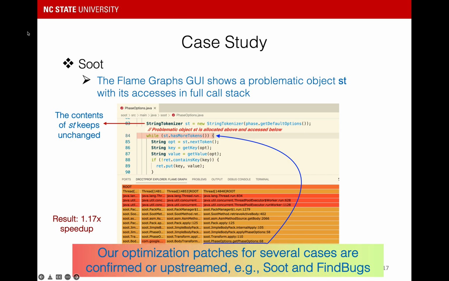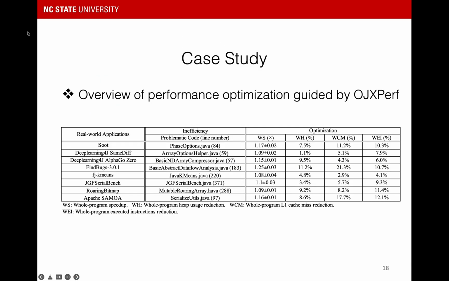By using OJXPerf, our optimization patches for several cases are confirmed and upstreamed, for example, the applications ASM and FindBugs. As I cannot talk about all the case studies in the paper, I just give a table that overviews the performance improvements on several real-world Java applications guided by OJXPerf. For each Java application, we pinpoint the problematic code location. Under the optimization columns, we provide four measurements: whole program speedup, heap usage reduction, L1 cache misses reduction, and executed instruction reduction.